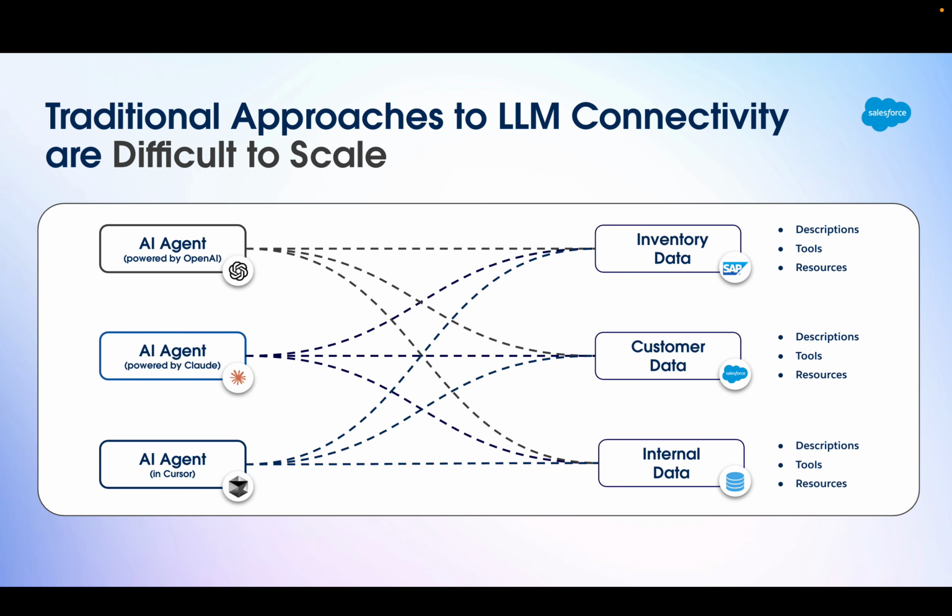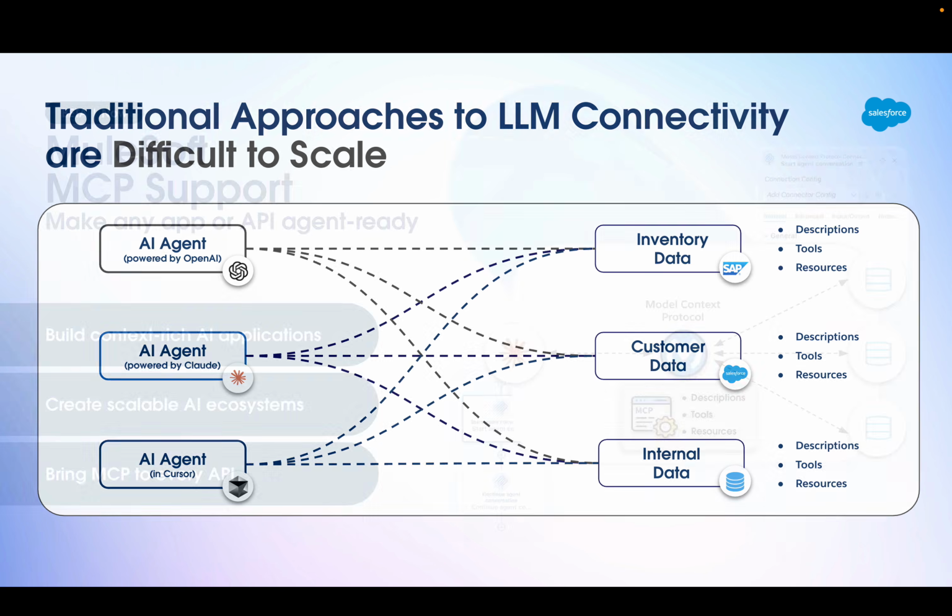We know that building integrations is hard, and building integrations for agents to connect to different applications, systems, and data sources is even harder and difficult to scale. Traditional approaches result in rewriting code to customize the implementation for different agents and consumer systems.